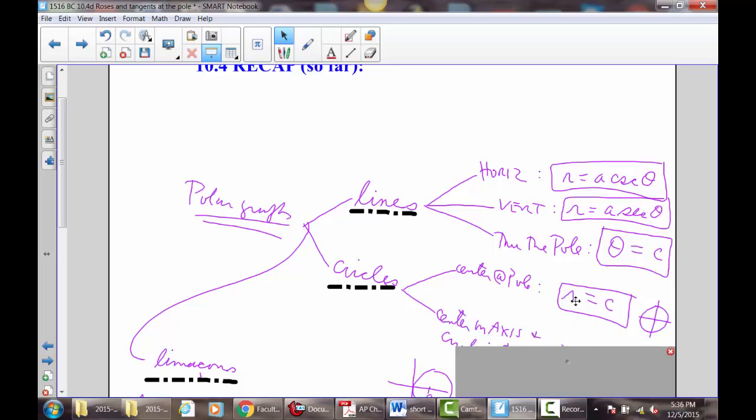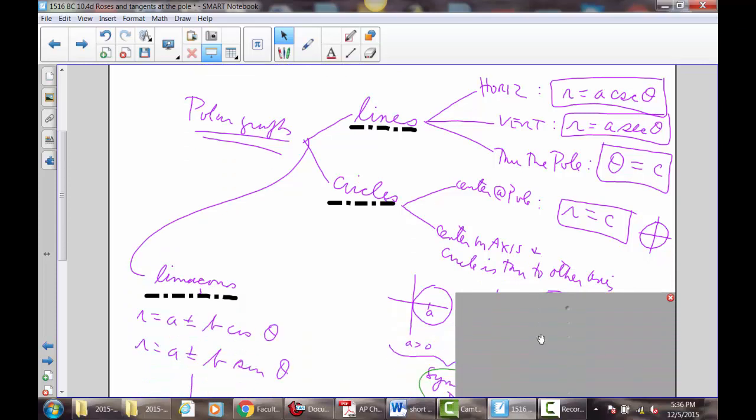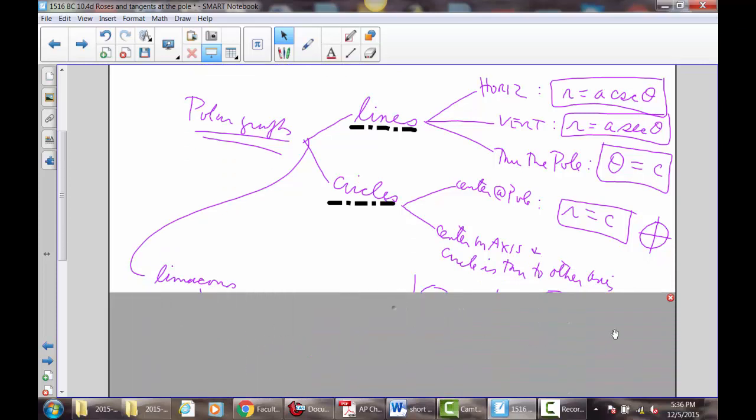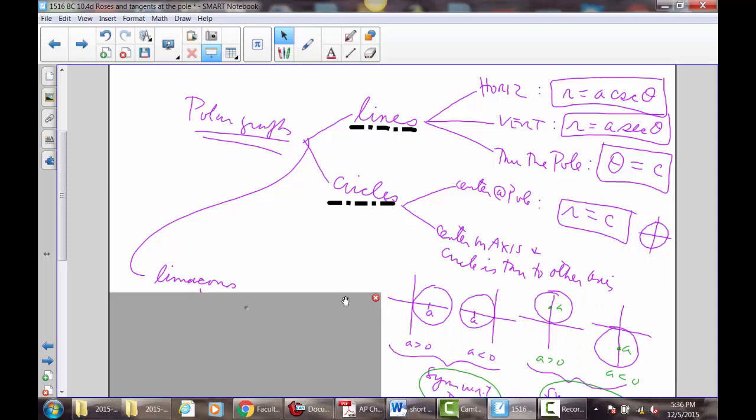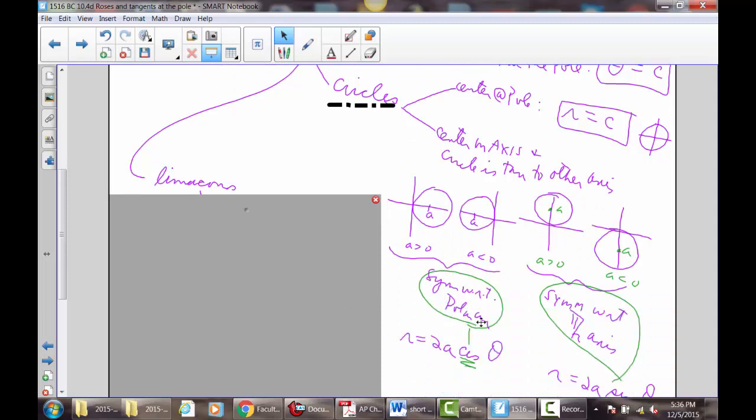Circles, easy one. Circle center at the pole with a radius of c. So that's an easy one. Circle with a center on the axis and tangent to the other axis. You have symmetric with respect to the polar axis, will involve cosine. And so remember, this is 2a where the radius is a. So whatever number this 2a is equal to, the radius is actually half of that. It'll be symmetric with respect to the polar axis, and it'll be tangent to the vertical axis.